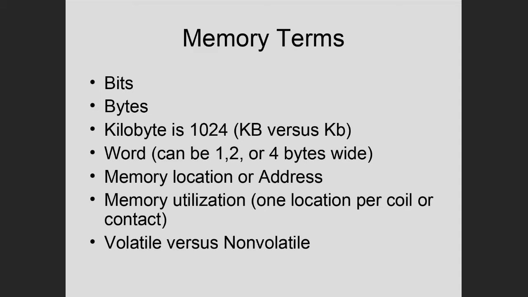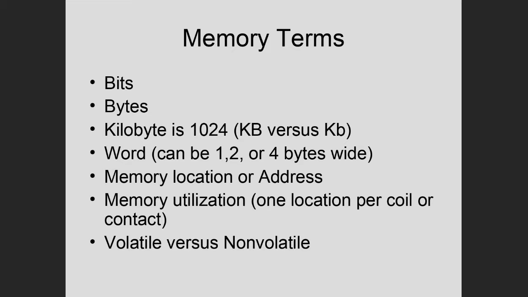You want to make sure you know what a bit is. What is a bit? A bit is short for binary digit. A bit is a 1 or a 0. It's the smallest piece of digital information you can have. Then we move to bytes. A byte is a group of 8 bits.